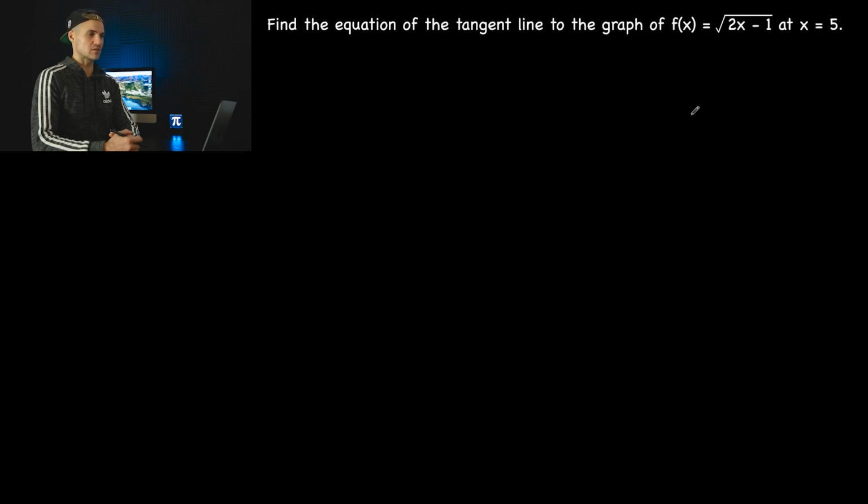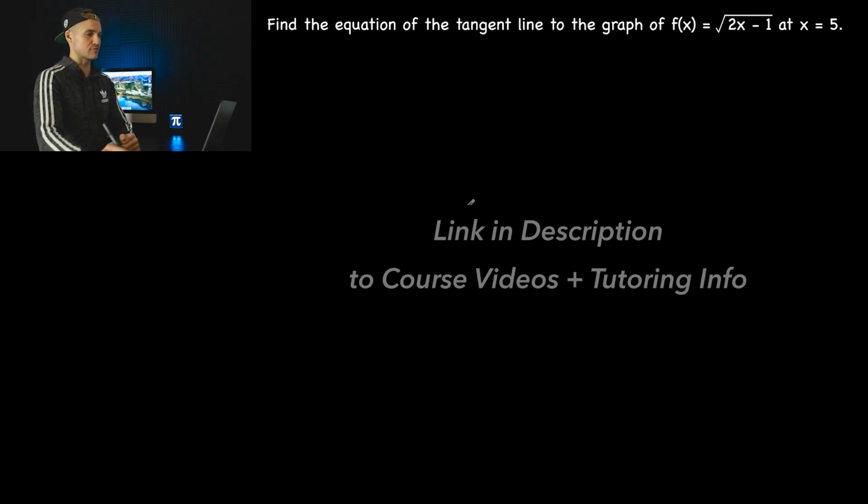Patrick here from All Things Mathematics, and moving on to the next example on the test. Here we have to find the equation of the tangent line on this function, the square root of 2x minus 1, at an x value of 5.